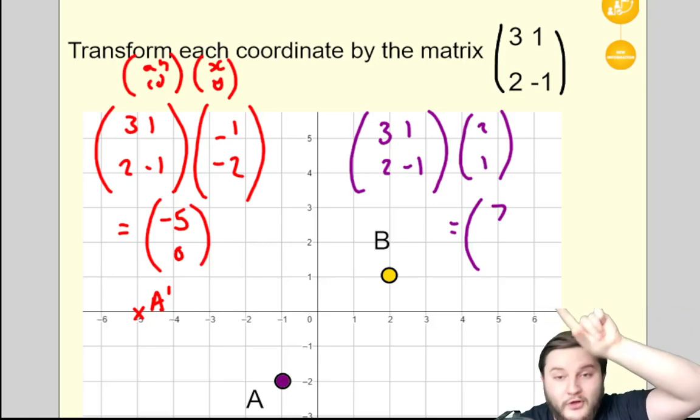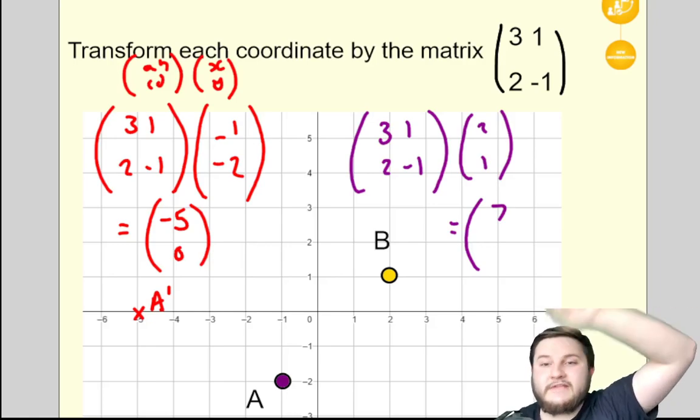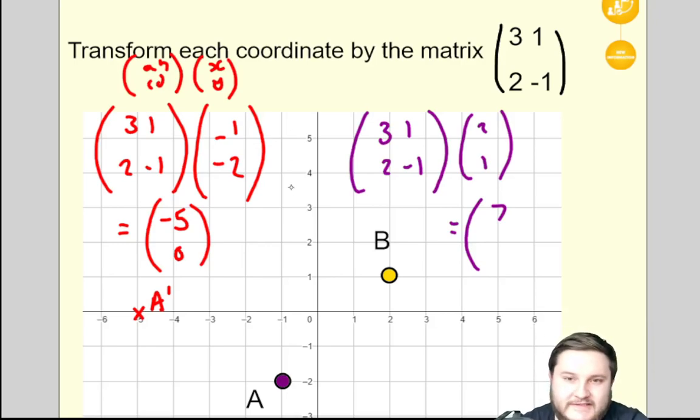So 3 times 2 plus, moving across, 1 times 1, moving down on the other one, which is 7. And then 2 times 2 is 4, plus 1 times -1 is -1, so 4 plus -1 is 3. So this coordinate B is going to move to 7, 3, which is going to be somewhere here, and that's going to be B dash, right, 7, 3.